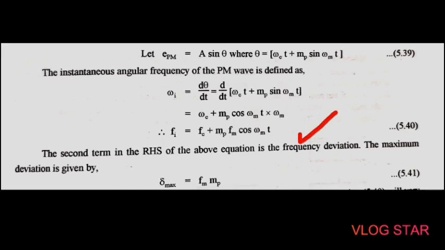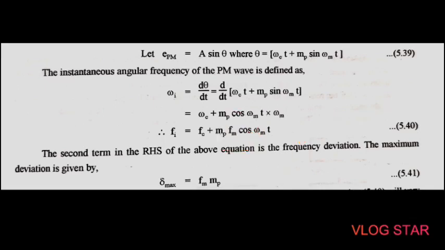The second term on the RHS of the above equation is the frequency deviation, and the maximum deviation is given by delta max equal to f m into m p. As m p is proportional to the modulating voltage, the frequency f i in equation number 5.40 will vary in proportion with the modulating voltage. So the frequency modulation can be obtained using PM.